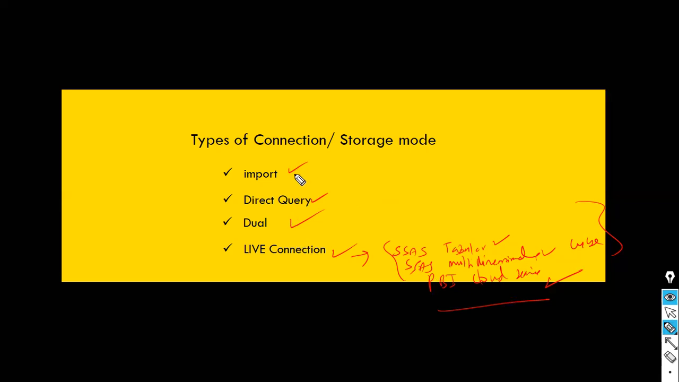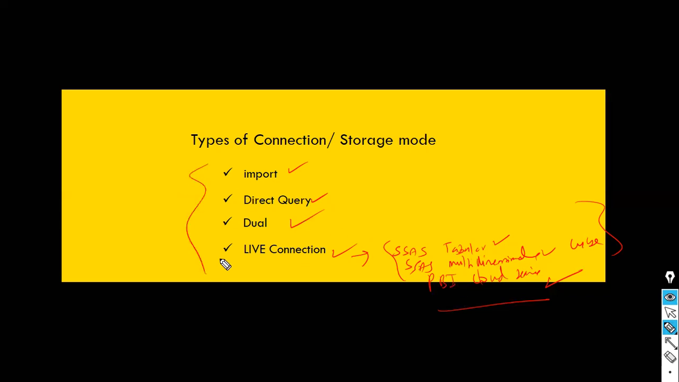Don't worry, okay? So now you understood at the high level what are the different types of storage mode. You can use import. In the case of import, the data will get loaded inside your Power BI desktop itself. Direct query, it is not. The data will not get loaded locally. Instead, Power BI will send the query to your source system, SQL Server, Oracle. The output will be sent back from your source system to your Power BI desktop. Dual is hybrid of these two, and live connection is supported only for these 3 things.